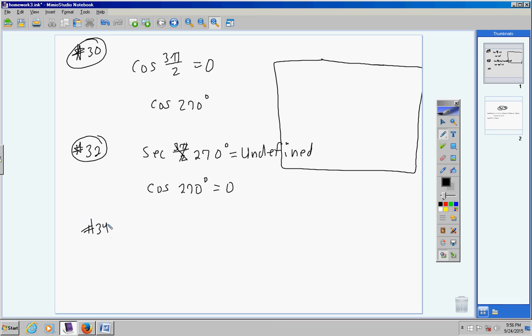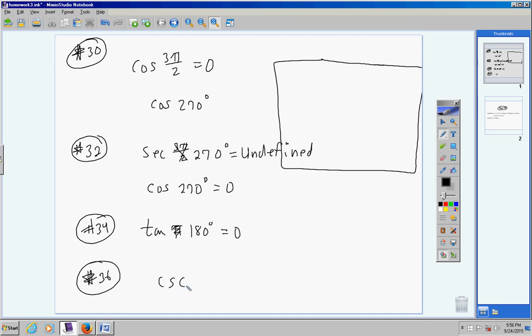Alright, number 34. Tangent of pi. Alright, tangent of pi is the same thing as the tangent of 180. Alright? So the tangent of 180 is 0. That was pretty easy, cut and dried. 0. Alright, number 36.